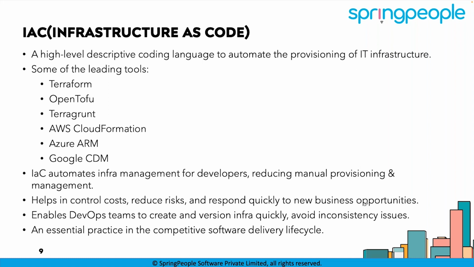OpenTofu is an open source fork of Terraform. Earlier Terraform itself was open source. Now OpenTofu is something they introduced mainly for the open source, and they are moving away with an enterprise version of Terraform and other things. Terragrunt is one of their own versions. When you want to make the detailed configuration complex level, you can go for Terragrunt.